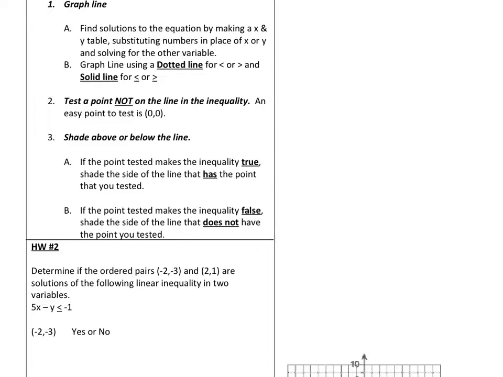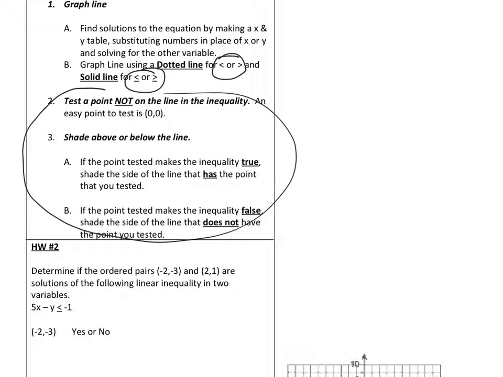You will need to use a dotted line for anything that's less than or greater than, and you'll use a solid line for less than or equal to or greater than or equal to. Just like we used open and closed circles, we'll need to use solid and dotted lines. Now, if you use a graphing calculator, you won't really have to do this part. It will do it for you.